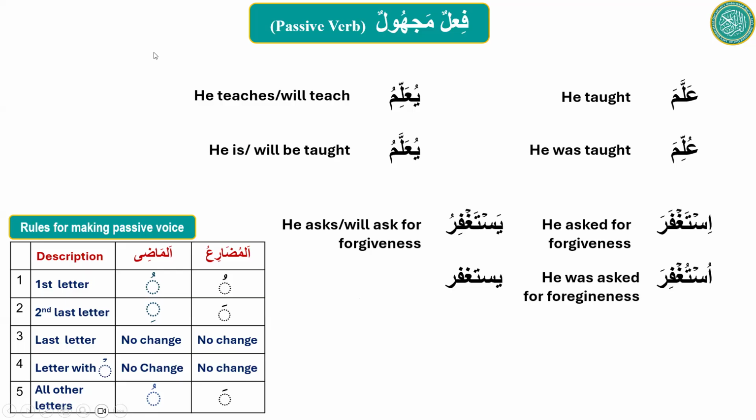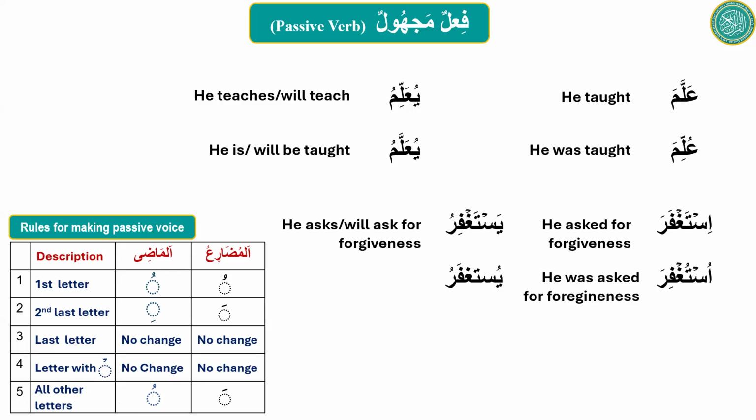Okay, do it. So the first letter, which is ya, will turn into dhamma. Sorry, a seen would have jazm. No, no, no. Go by the order. Oh yeah, the last letter gets the dhamma. Then next in the list is the second last letter, so that is fa. It'll have fatha. Okay. The last letter is no change, so ra will have a dhamma.